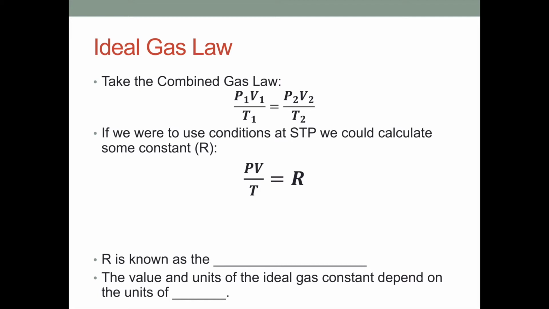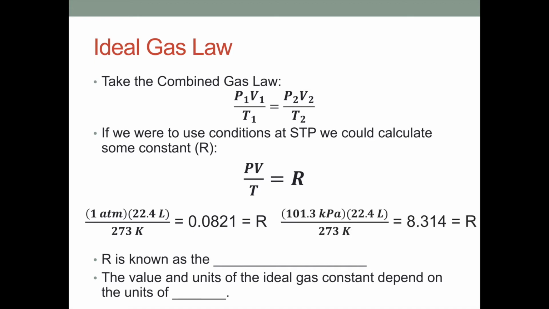And we can calculate some constant which we call R. So if I were to use 1 atmosphere, 22.4 liters, and 273 Kelvin, I get 0.0821. I could also do this in kilopascals using standard pressure of 101.3 kilopascals times 22.4 liters over 273 Kelvin and get 8.314. R is what's known as the universal gas constant, or sometimes the ideal gas constant, or just the gas constant.